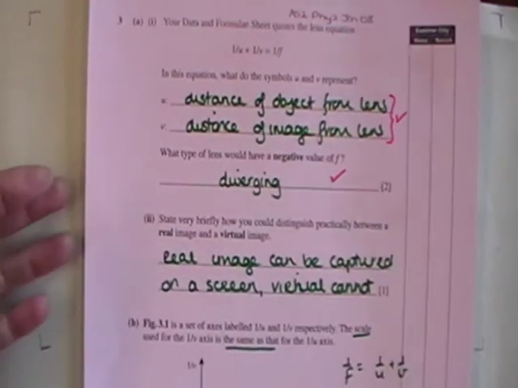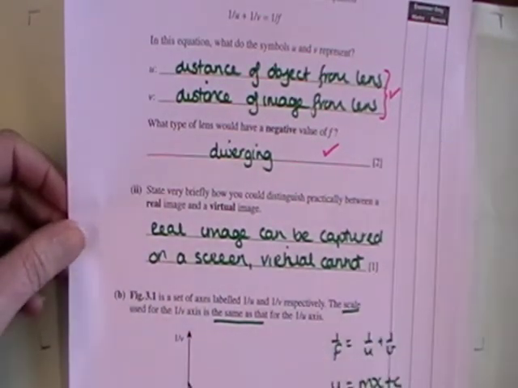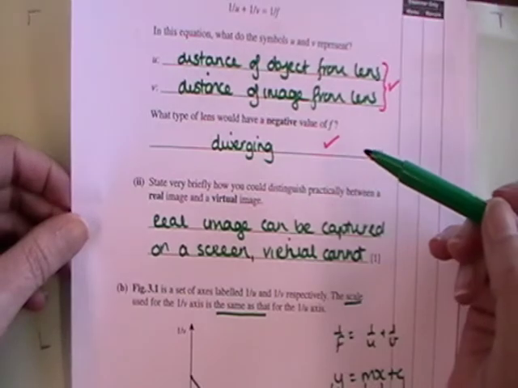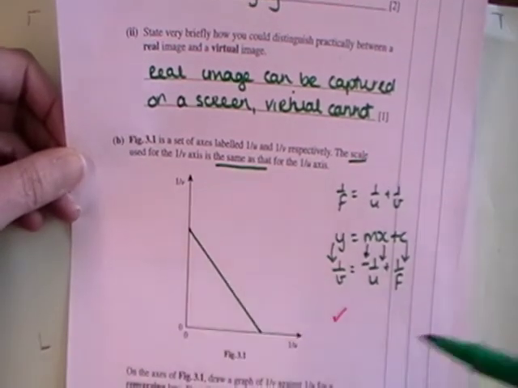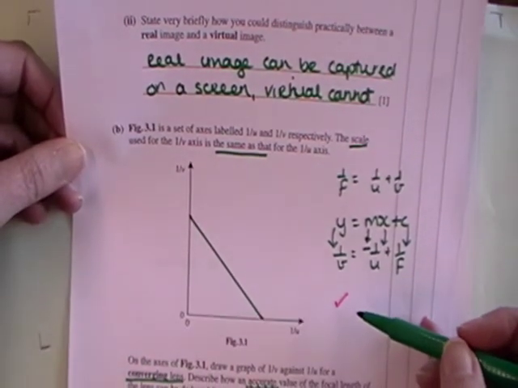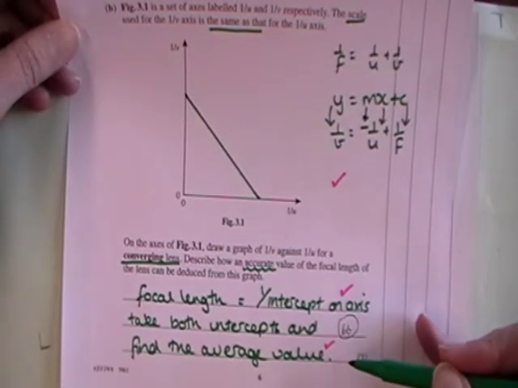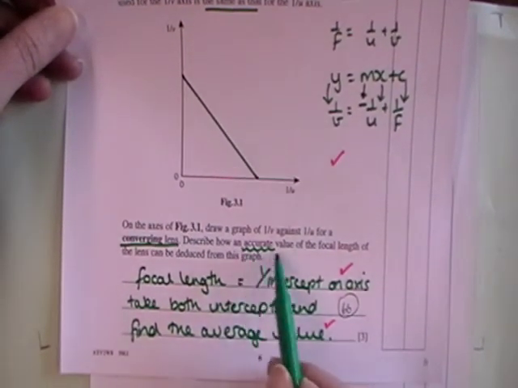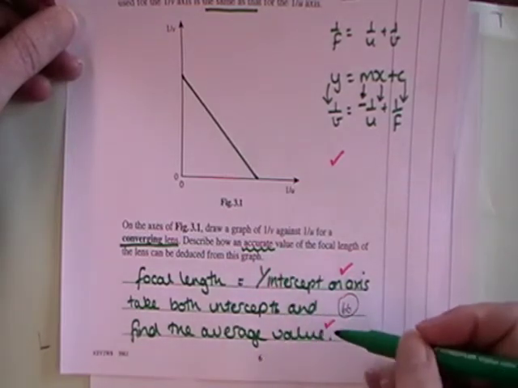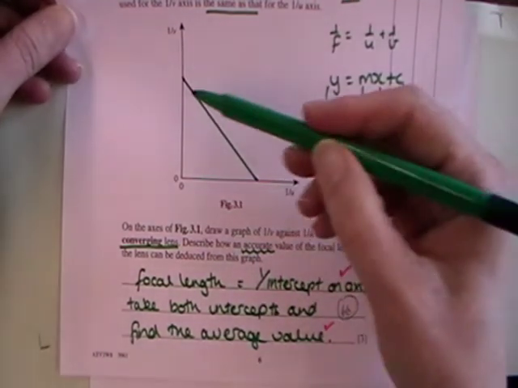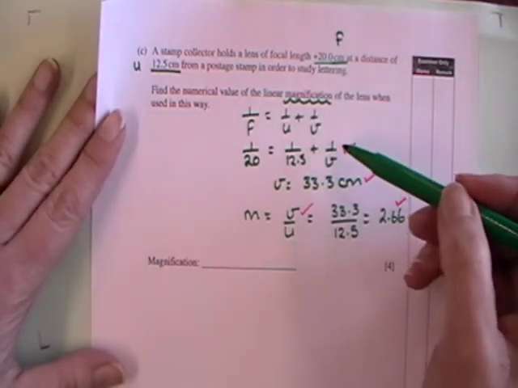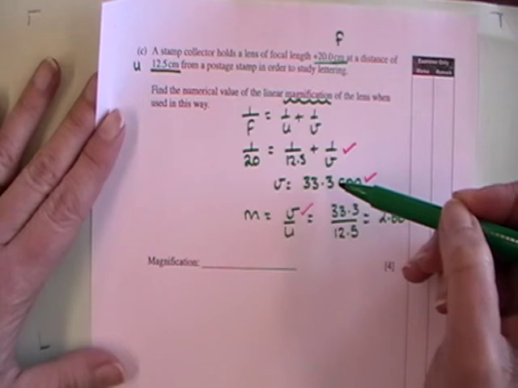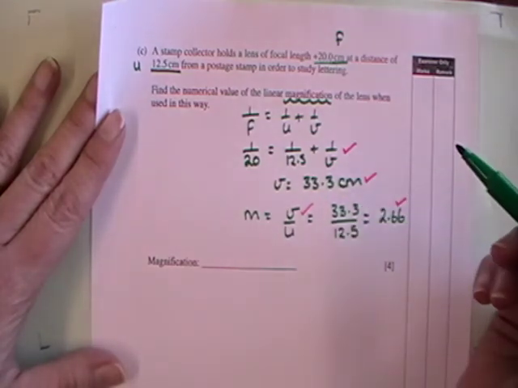So to summarise that question then, we had to define the terms of the lens law, identify what lens would have a negative value of focal length, distinguish between a real and a virtual image, then draw a graph representing the lens law, and describe how we could find the focal length from that. And the key to the marks there was the accurate value of focal length, and that means that we must average the 2 intercept values. And finally, we were to find the linear magnification of a lens, which involved using the lens law first of all to find the image distance, and then substituting that into the magnification equation.